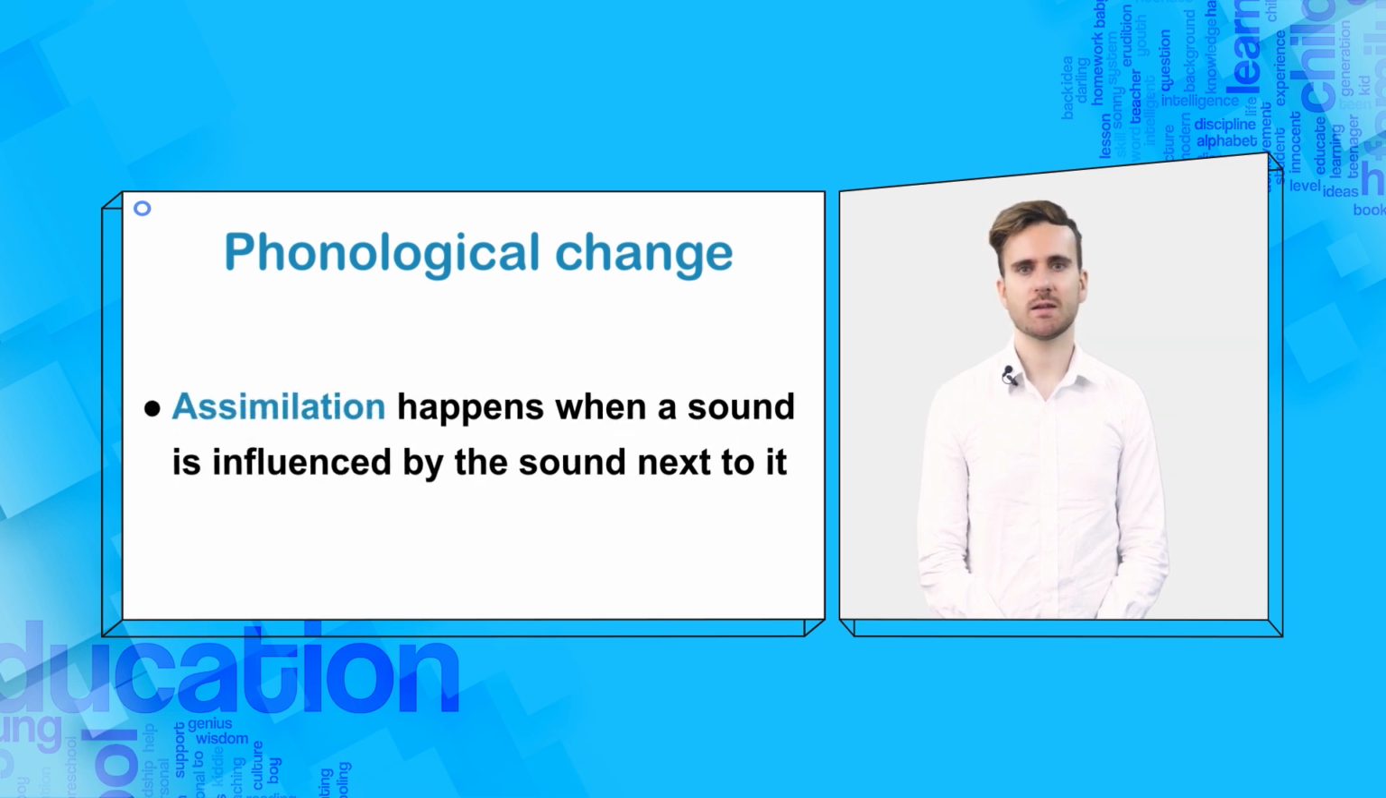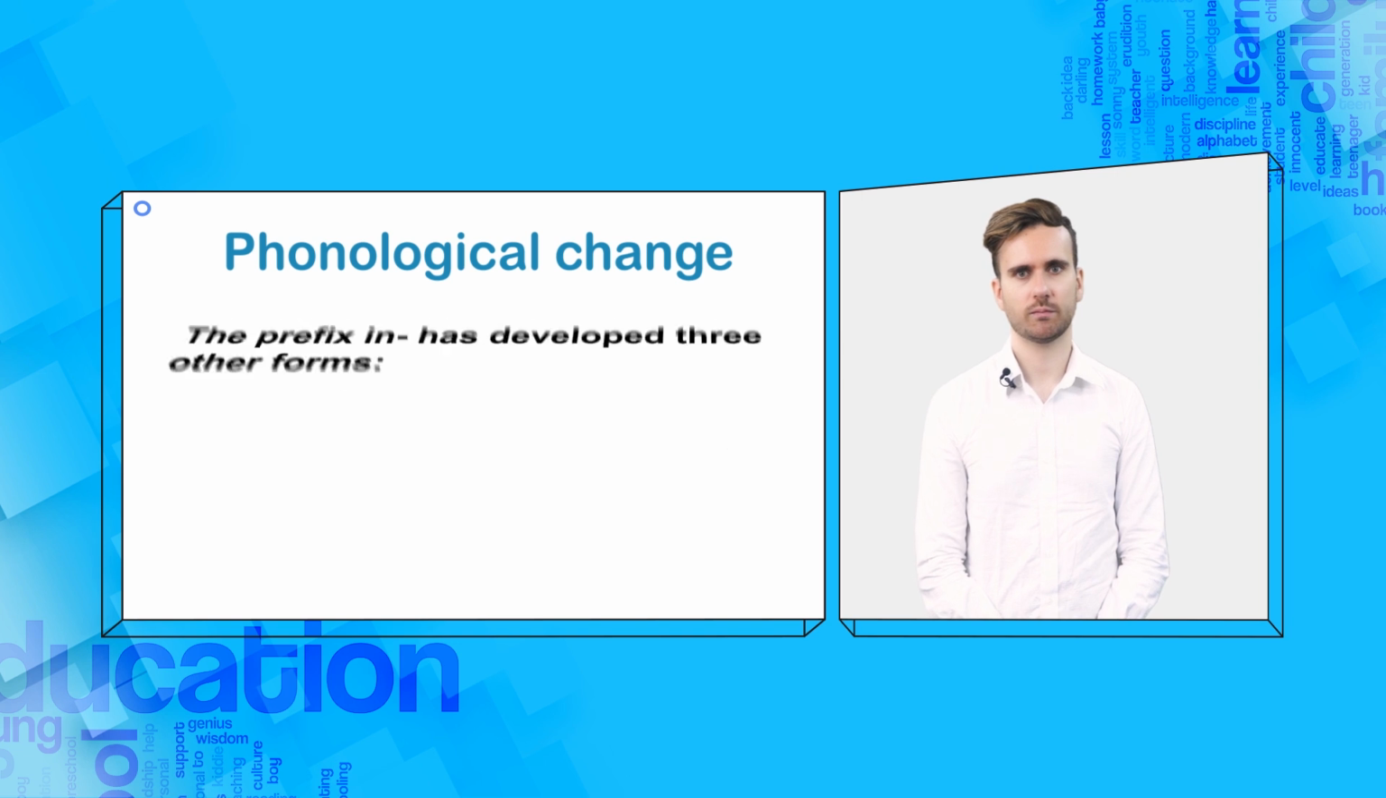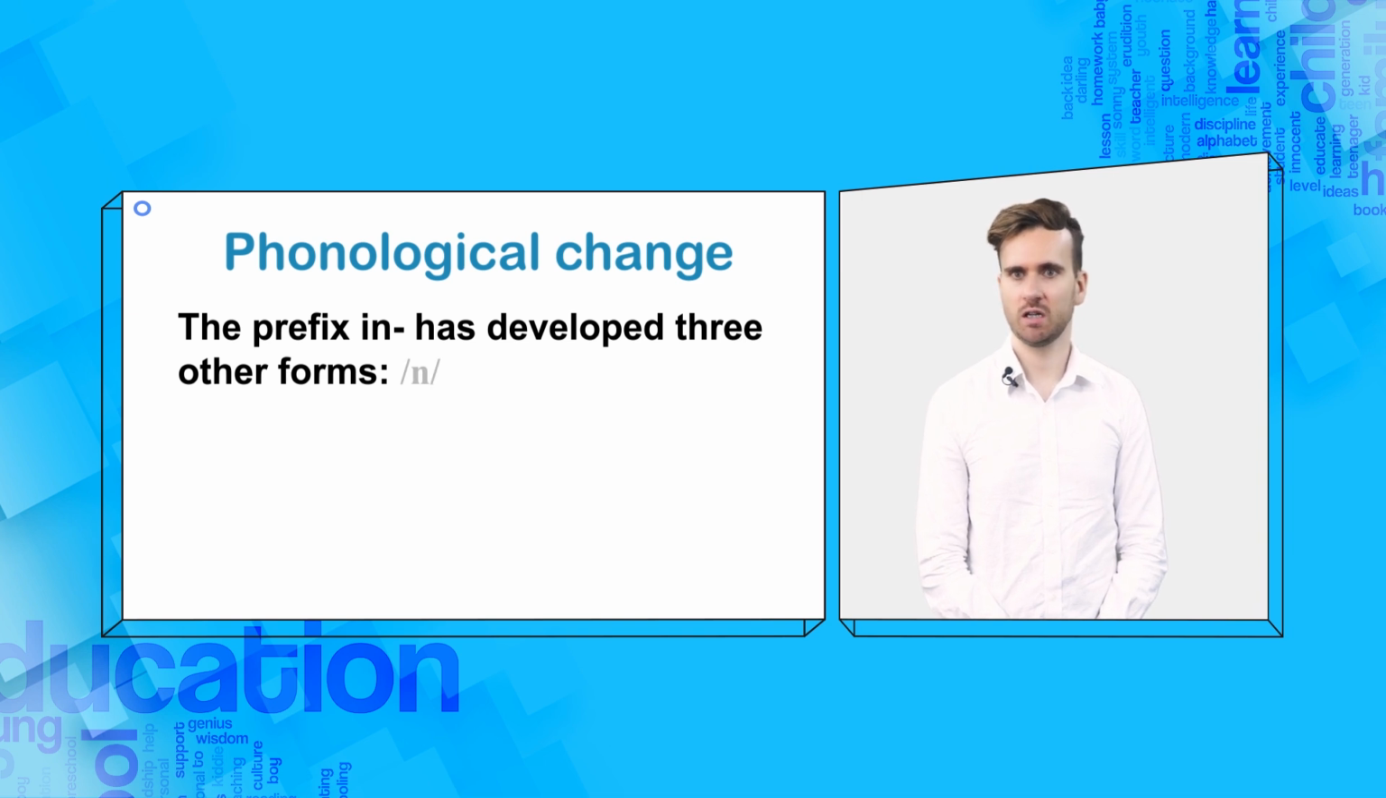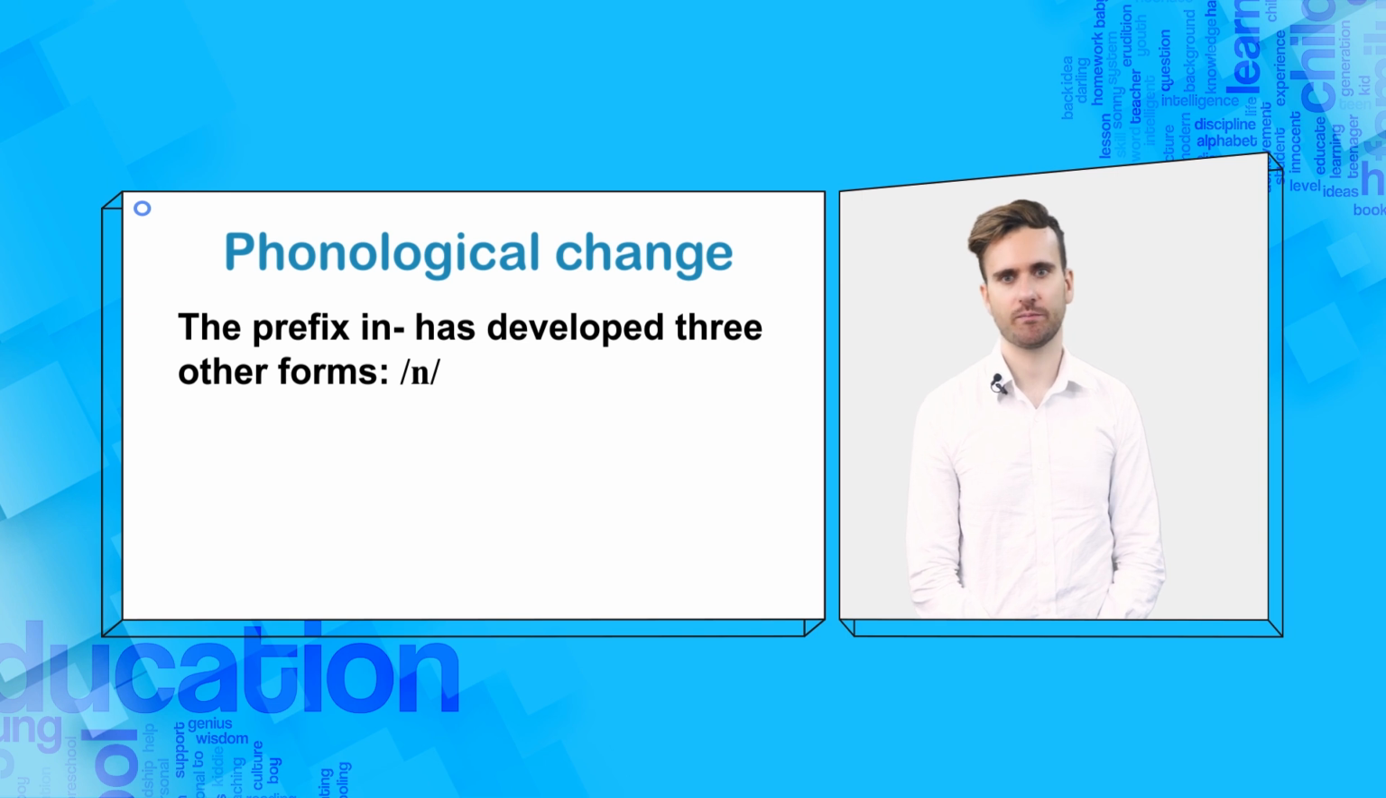Secondly, assimilation happens when a sound is influenced by the sound next to it. We discussed this in detail in the unit about phonology. The prefix in has developed three other forms due to assimilation. N is alveolar, and because it is difficult to say in before words that do not begin with an alveolar sound, the n has changed to match the first sound.